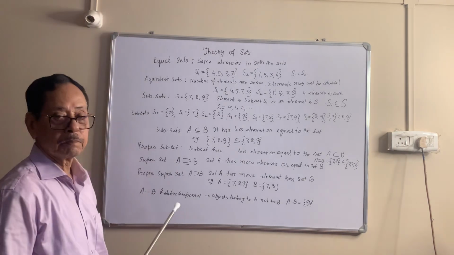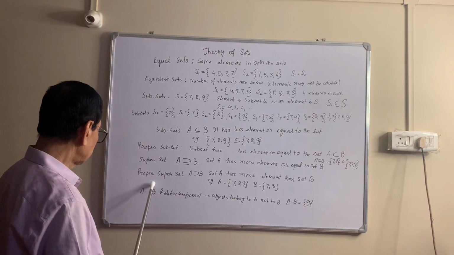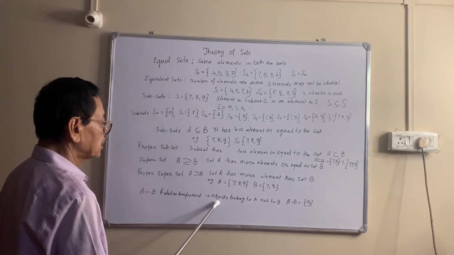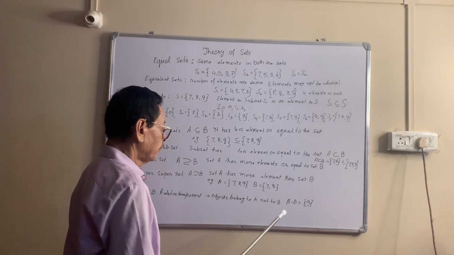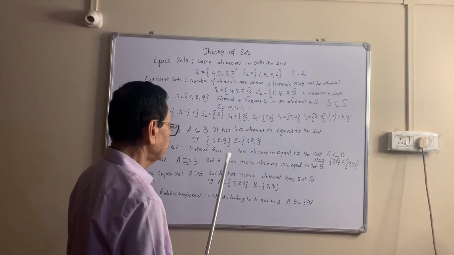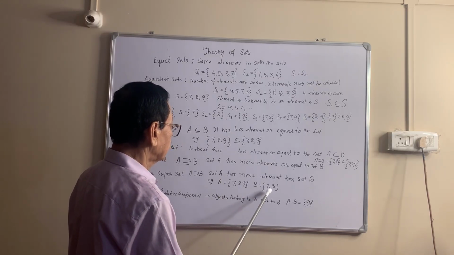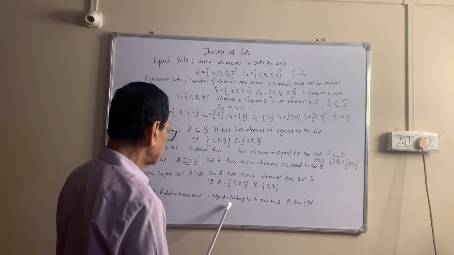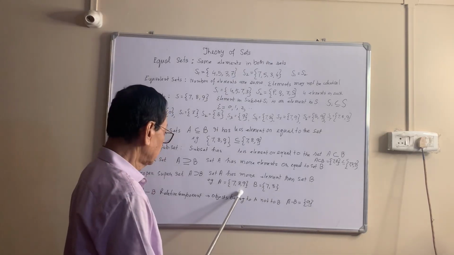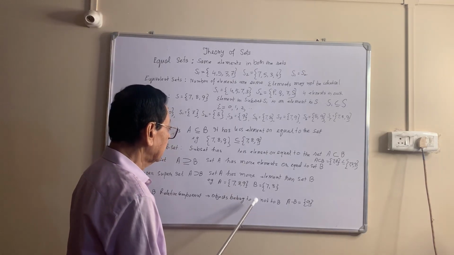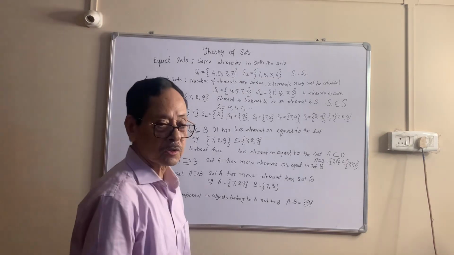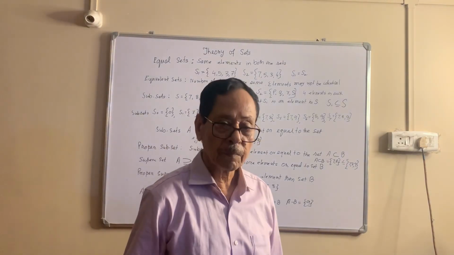Then A minus B, the difference of two sets, also called the relative complement. It contains the objects that belong to A but not to B. This is called A minus B. If A has the elements 7, 8, 9 and B has the elements 7 and 8, then what is not there in B? 9 is not there in B. So 9 belongs to A but does not belong to B. So it is A minus B. With this, we'll conclude today and keep on watching.